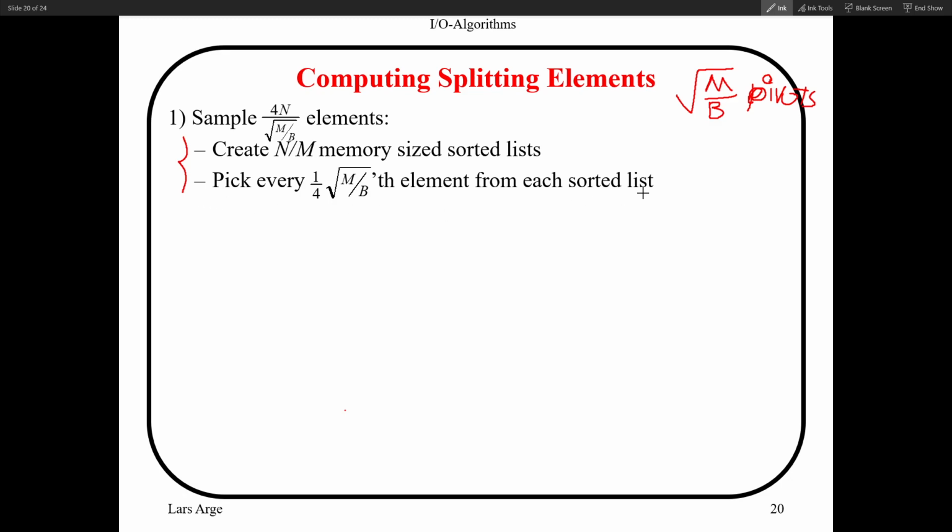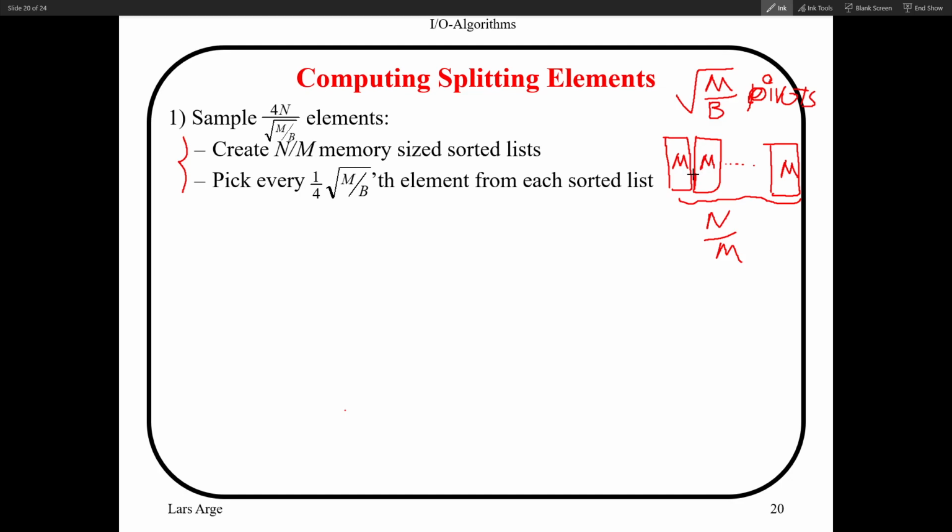The first step is to create N over M lists of size M. So you pick one list of size M, another list of size M, etc. The number of these lists is, of course, N over M. We sort each list inside internal memory. We can do that for free because we can just fill the memory and sort it inside memory. That doesn't cost us any extra IOs.